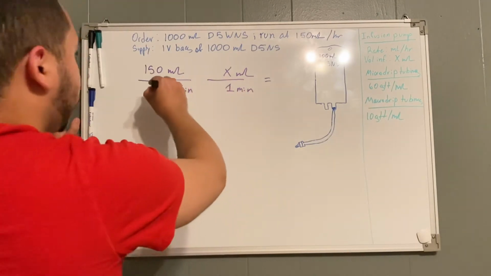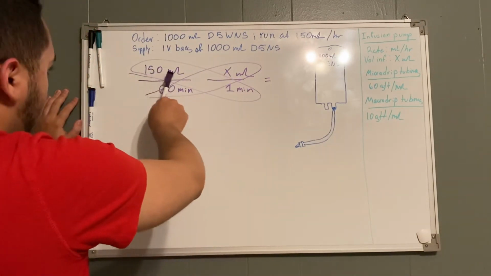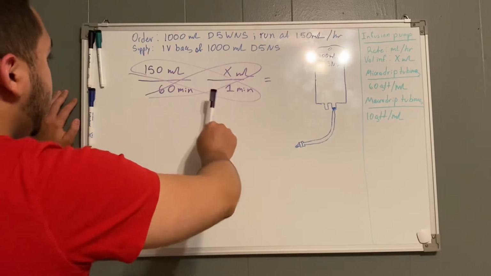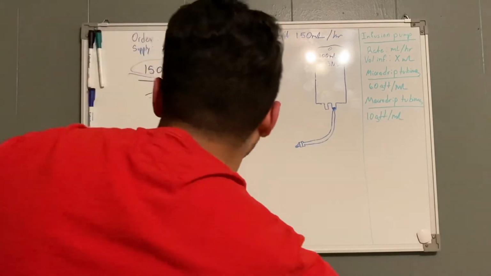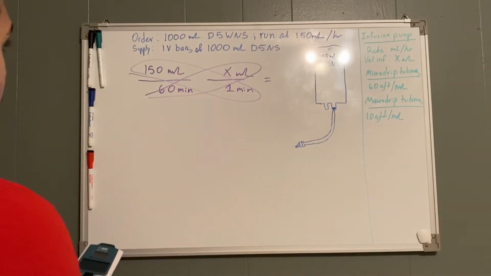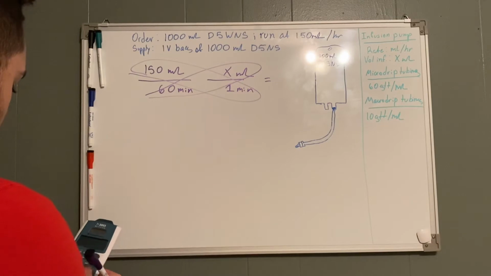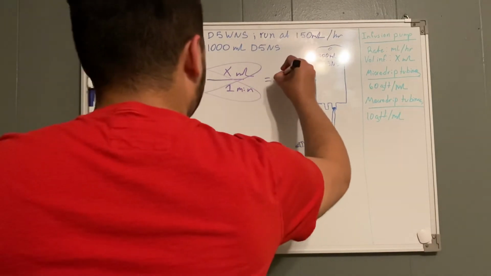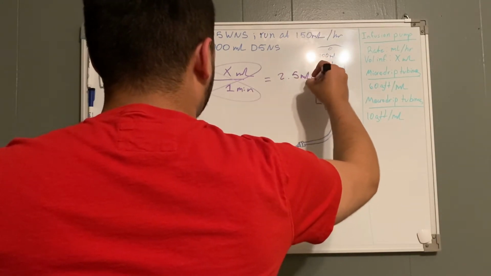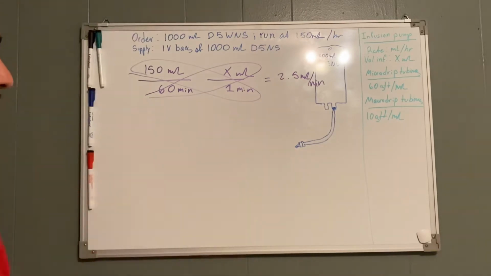We're gonna go ahead and do the butterfly method. So essentially what you're gonna wanna do is multiply 150 milliliters times 1 and divide that by 60. So pull out your calculator and multiply. 150 times 1 is 150 divided by 60. It's 2.5 milliliters per minute.